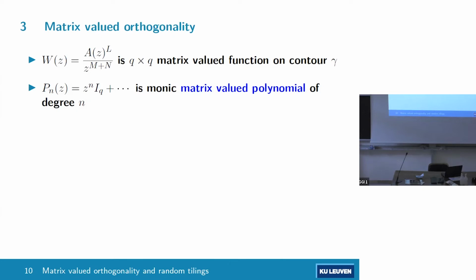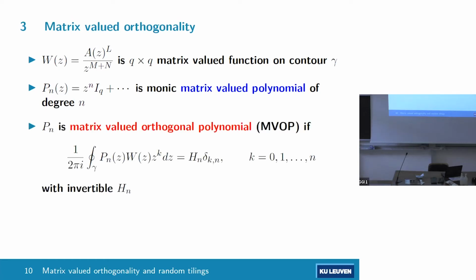It is related to this matrix valued orthogonality. What do I mean by that? So we have some matrix valued function that I again call a weight, but it's not related to the previous weights. Although, well, it's built out of the A's, which has the weights that are associated with the lozenges. But I just view it as a function on the contour, gamma, and I want polynomials that are also matrix valued that have this kind of orthogonality property.